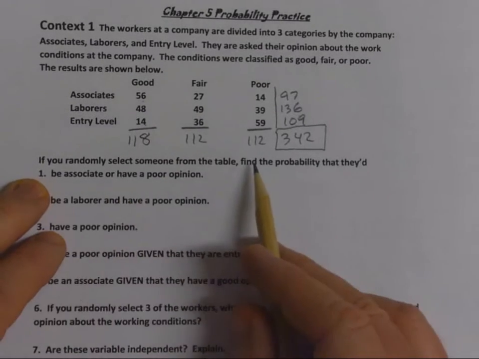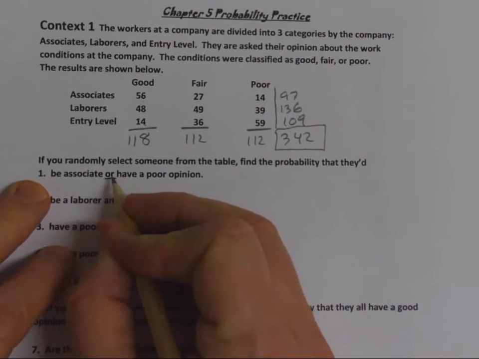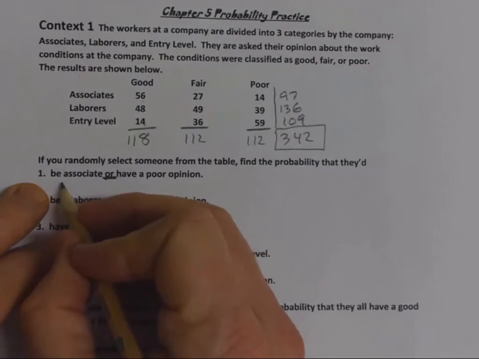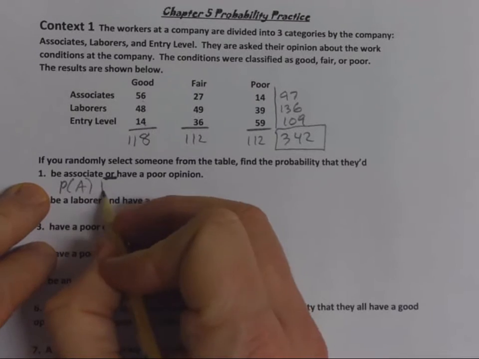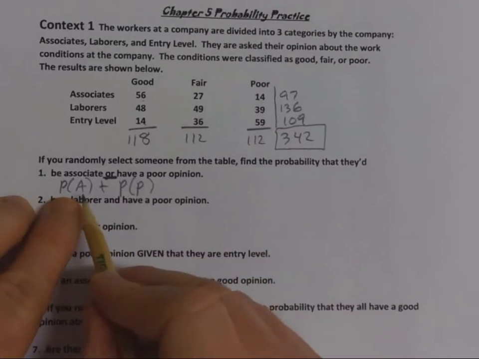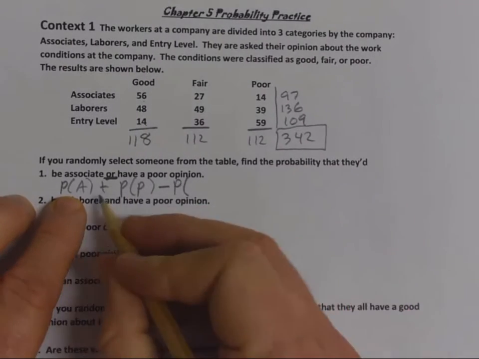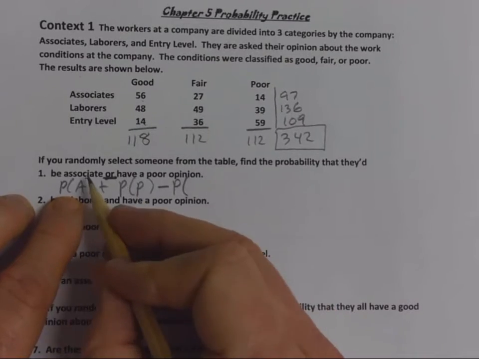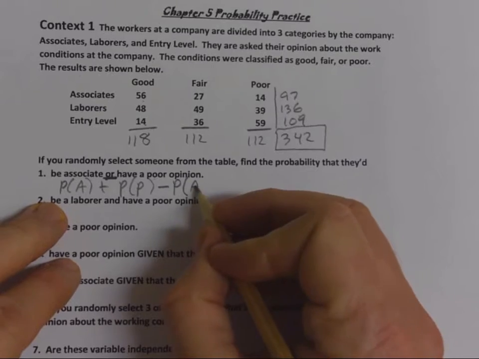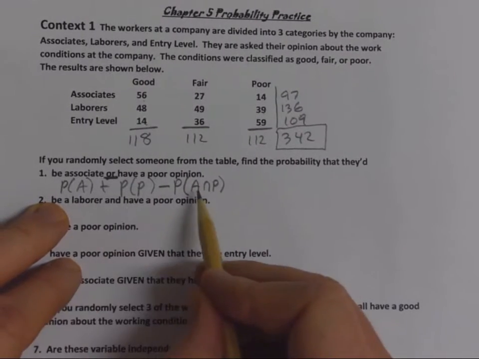If you randomly select someone from the table, find the probability they'll be an associate or have a poor opinion. There are different ways you can do this, but whenever you see the word or, you add. That's going to be the probability of associate plus the probability of a poor opinion. But whenever you add probabilities, you have to subtract off any overlap between associate and poor opinion, because some of the associates have poor opinions and you just counted them twice. So it would be associate and poor opinion. That's our notation for that. And that's what we call the general addition rule.